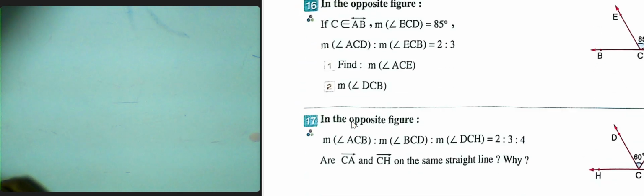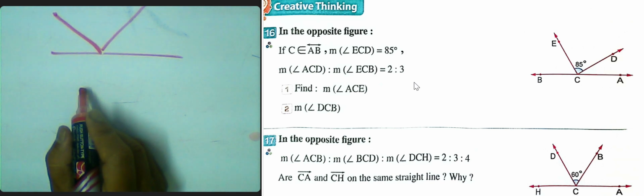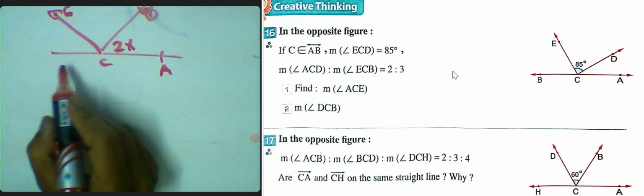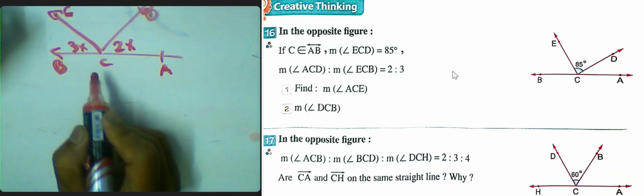Next example. You want to find here the measure of angle ACE. And he gives us the ratio between two angles, it will be 2 to 3. He gives us the ratio between angle ACD, this angle, 2 parts here, equal to 2x, and ECB, CB was 3x, and it was 85.